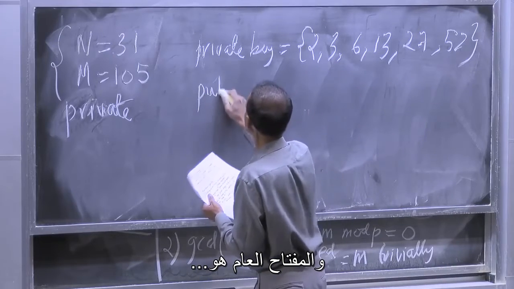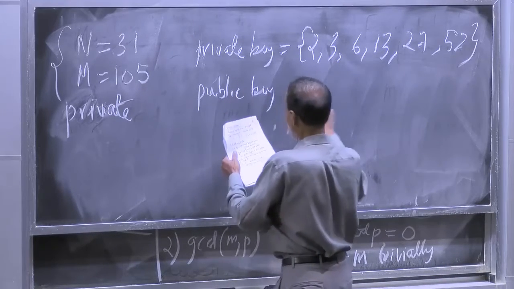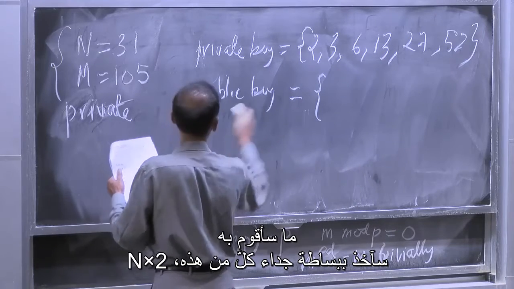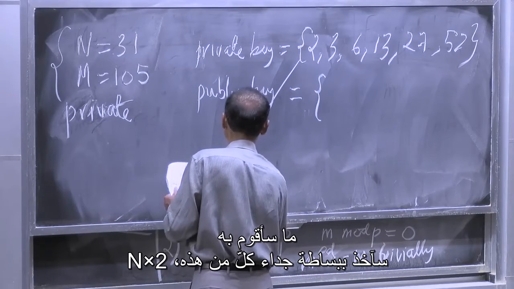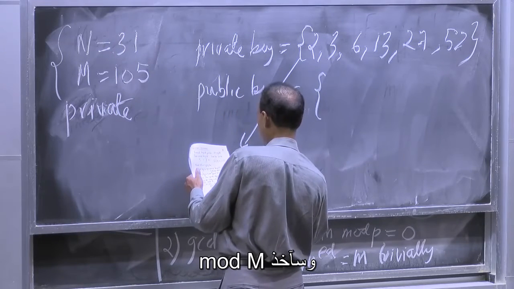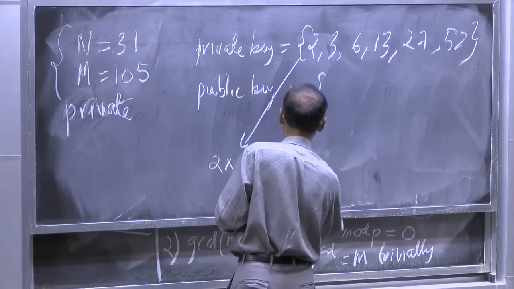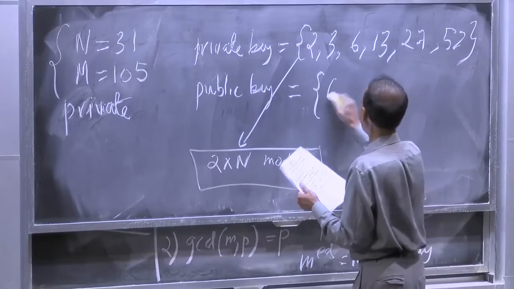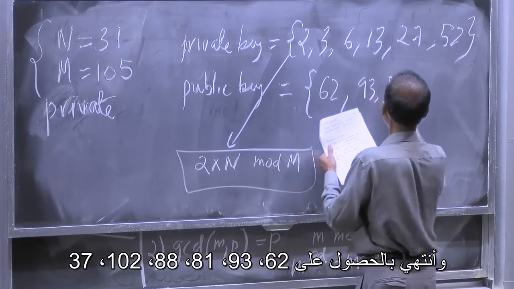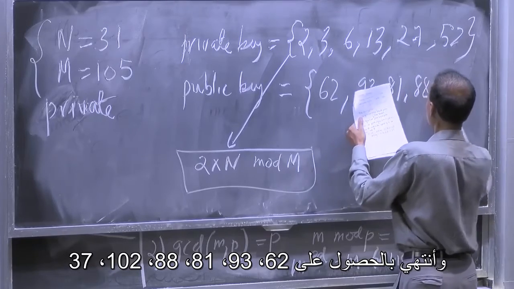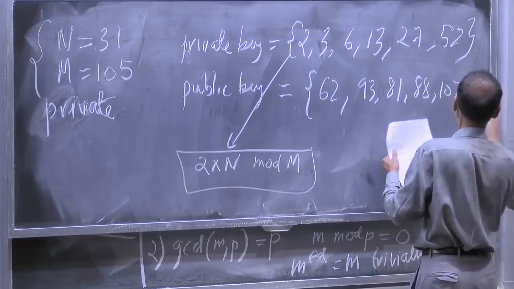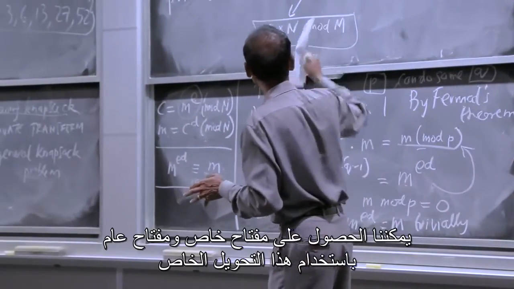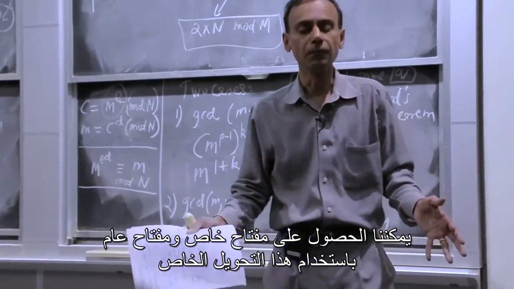And the public key is, what I'm going to do is simply take, multiply each of these 2 times n, and I'm going to take mod m. So for each of those values, I multiply it by n, which is 31, and take the mod of 105, and I end up getting 62, 93, 81, 88, 102, and 37. All right? So you can get a private key and a public key using this private transform.